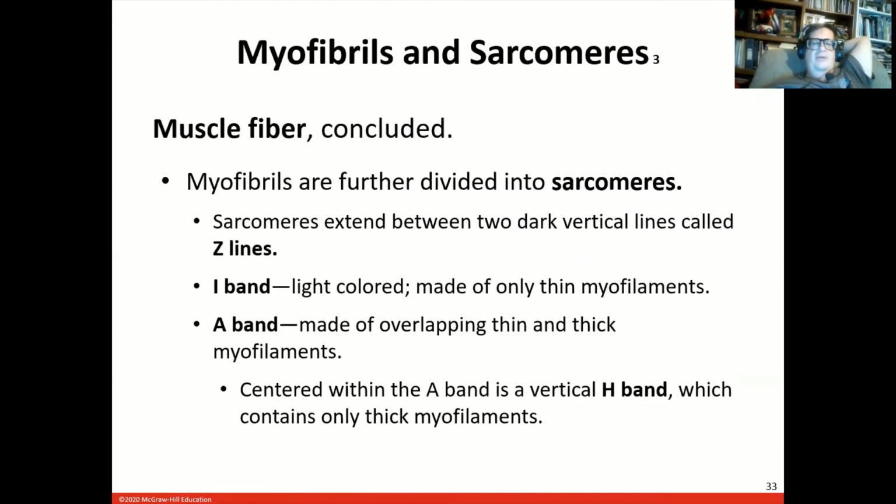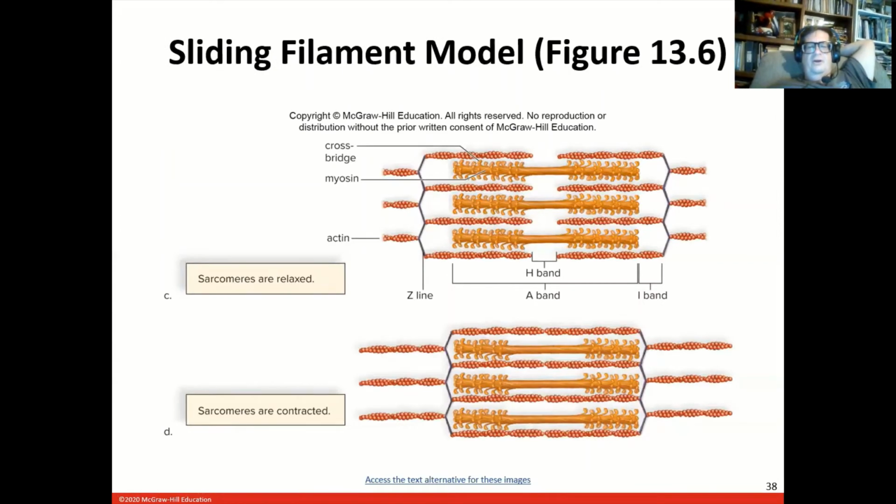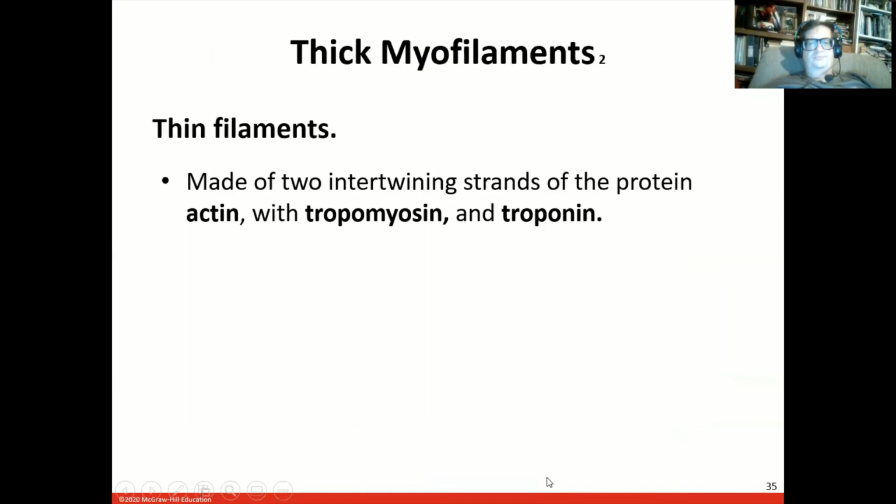Okay, so the I band was light colored, only the thin filaments. The A band, overlapping thick and thin. I didn't point that out. I should have. Here we have the A band where we have thick and thin fibers right there. And you might say, but there are no thin right there. There are when you're contracted. So at least some of the time their definition works perfectly. All right, let's move on.